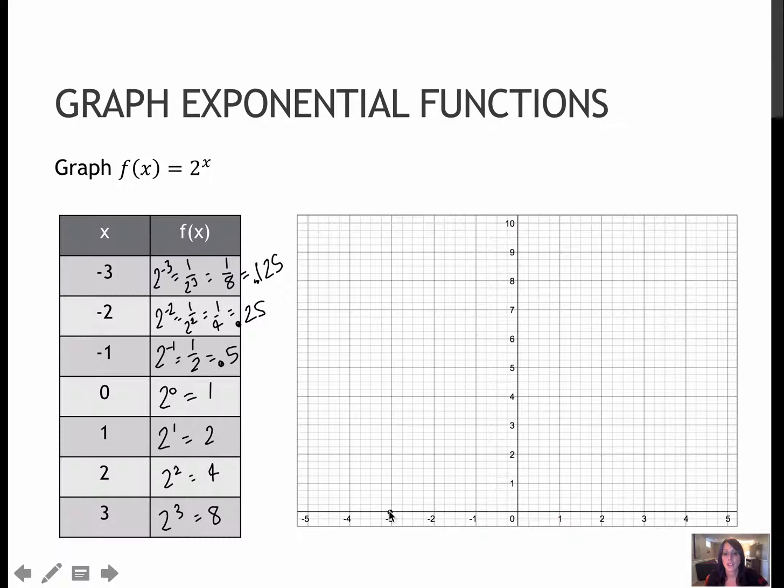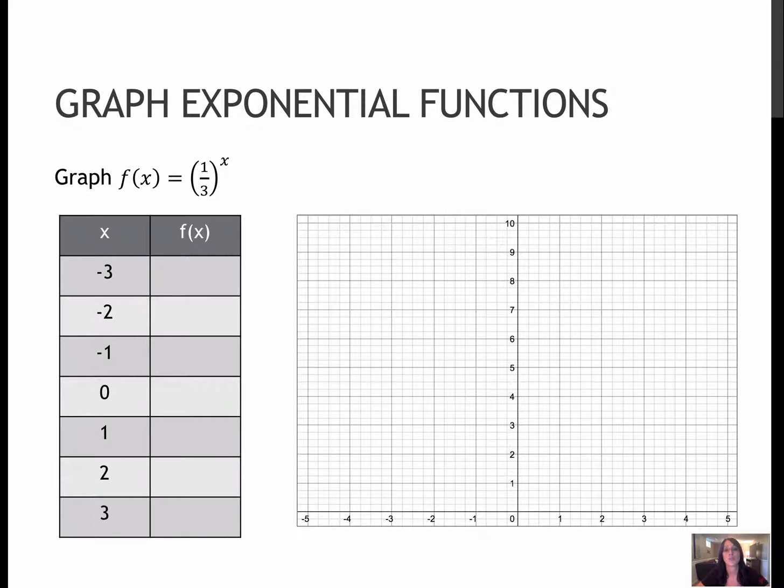Negative 3 is just barely above that line. Negative 2, comma, 0.25. Negative 1, comma, 0.5. 0, comma 1. 1, comma 2. 2, comma 4. And 3, comma 8. So we can see on this side, just pretend I hit most of those points. Essentially, that's what my graph will look like. So it's increasing as I move to the right because this base was, of course, greater than 1.